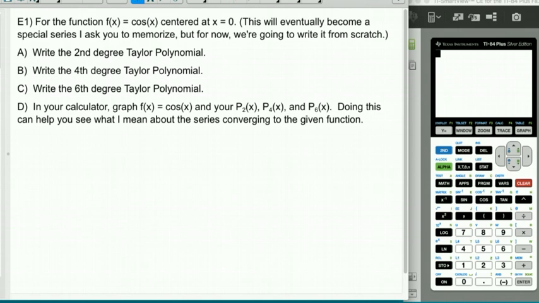In example 1, we're going to go ahead and make the second, fourth, and sixth degree Taylor polynomials for f of x equals cosine x, centered at x equals 0.